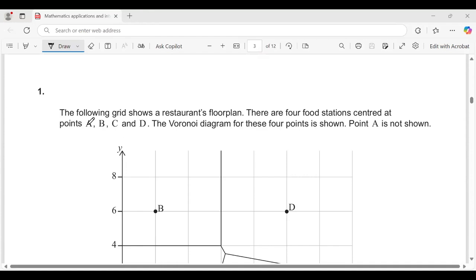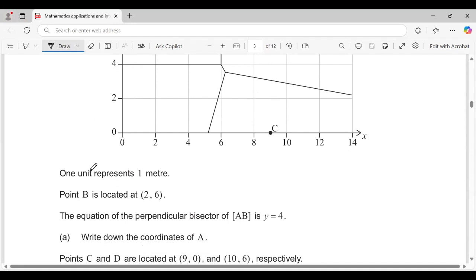Number one, the following grid shows a restaurant's floor plan. There are 4 food stations centered at points A, B, C, and D. The following diagram for these 4 points is shown. Point A is not shown. 1 unit represents 1 meter. Point B is located at (2, 6). The equation of the perpendicular bisector of AB is y = 4. Write down the coordinates of A.